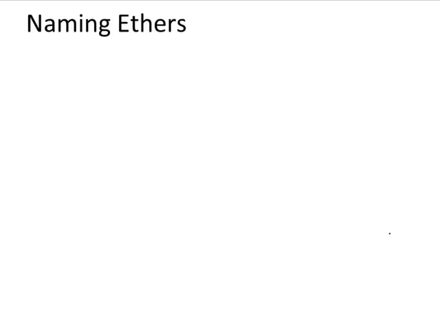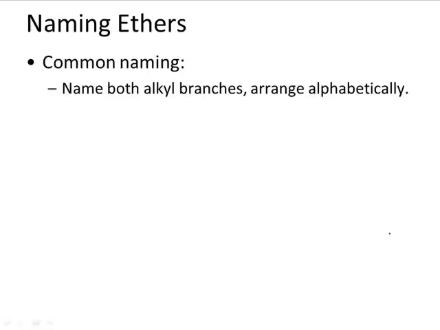Naming ethers is very easy because many people simply refer to them by their common names, and we're going to do the exact same thing. So let me show you how to name an ether using common non-IUPAC naming. It's really easy because all we have to do is name each alkyl branch, then arrange the names alphabetically and classify it by saying the word ether. I'll show you an example.